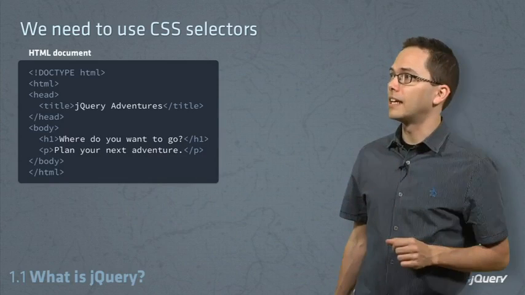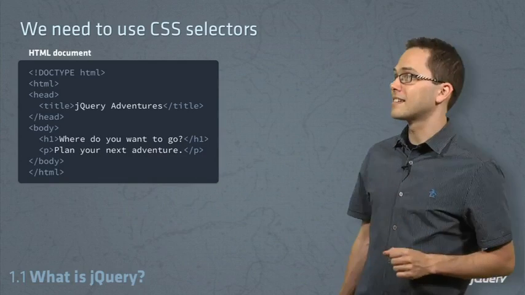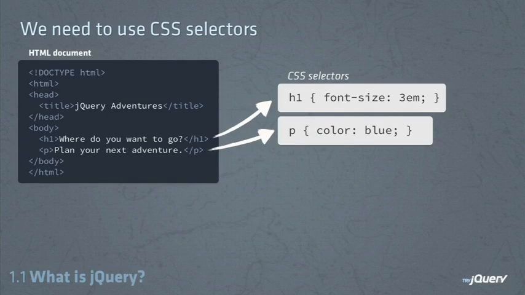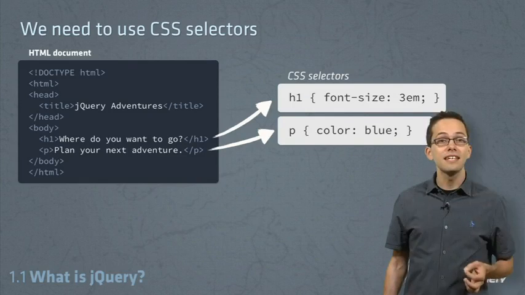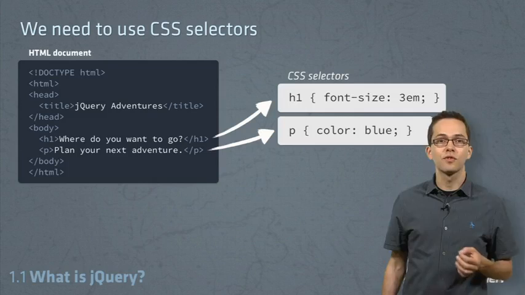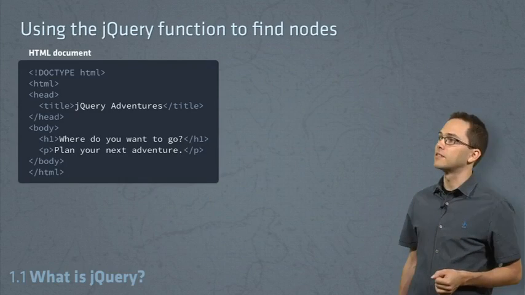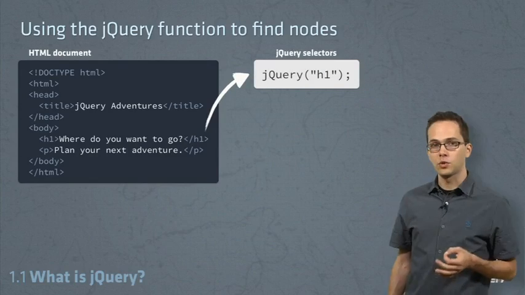If we wanted to decorate the h1, we might write a CSS selector which looks like this. In this case, it's increasing the font size of the h1. To make the paragraph font color blue, we would specify p, curly braces, color, blue. We use these same CSS selectors to find elements from inside the DOM. So if we wanted to find the h1, we could simply specify jQuery h1.